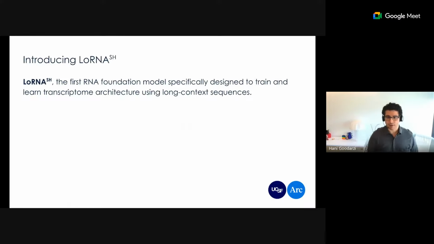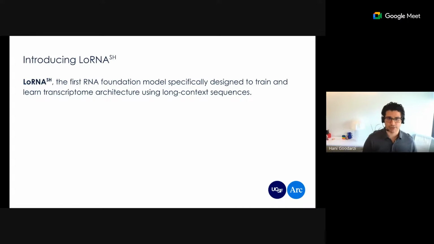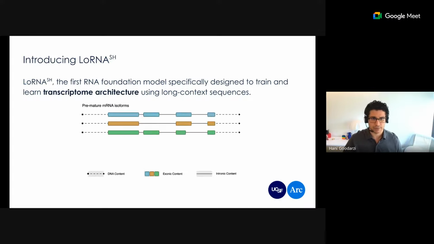Excellent. So the model that we have built on this data, we have called it LoRNA-SH, basically long RNA model. And SH stands for StripedHyena, which is the architecture that I'll talk about. But basically, our model is called LoRNA. That's what we call it for short. As far as we know, it's the first RNA foundation model that is specifically designed and trained on the transcriptome architecture, basically capturing the entirety of the context of the gene. So it's a long context model.